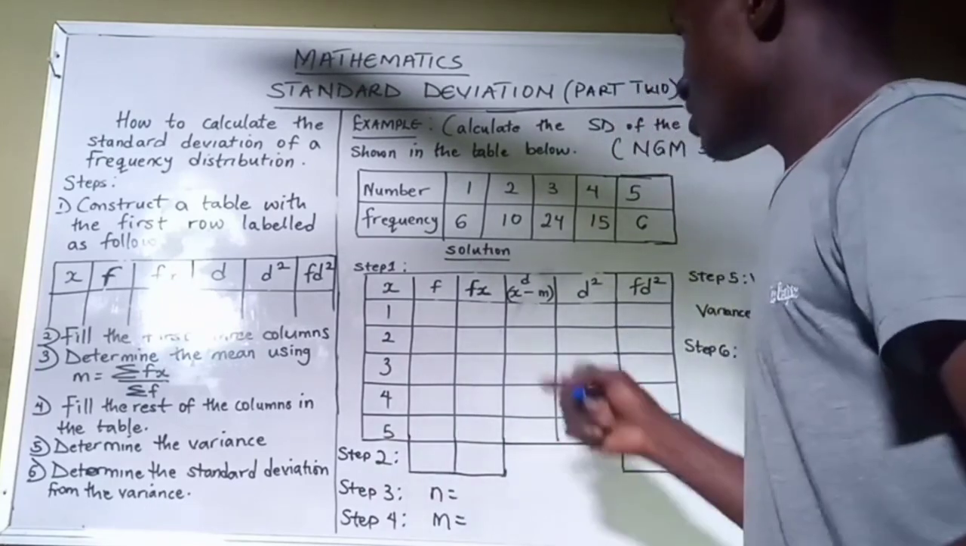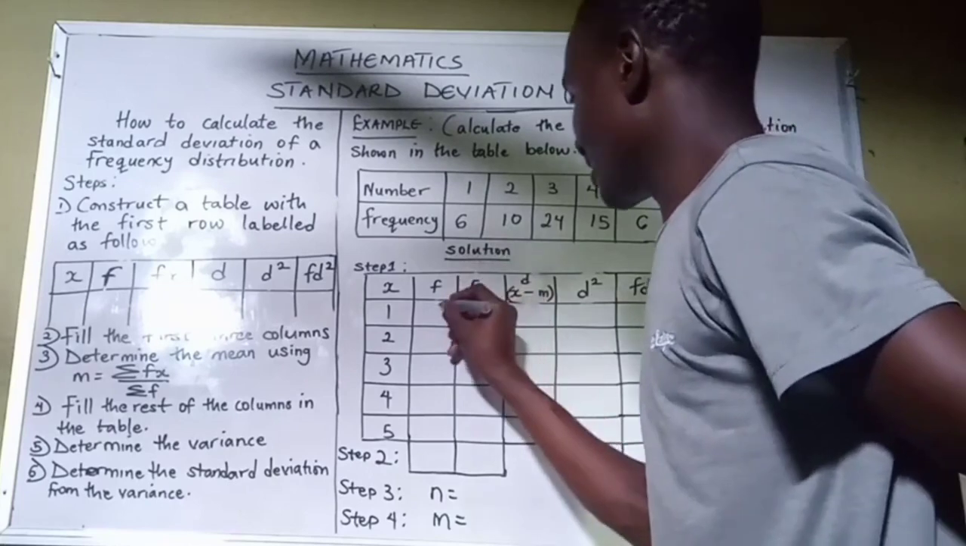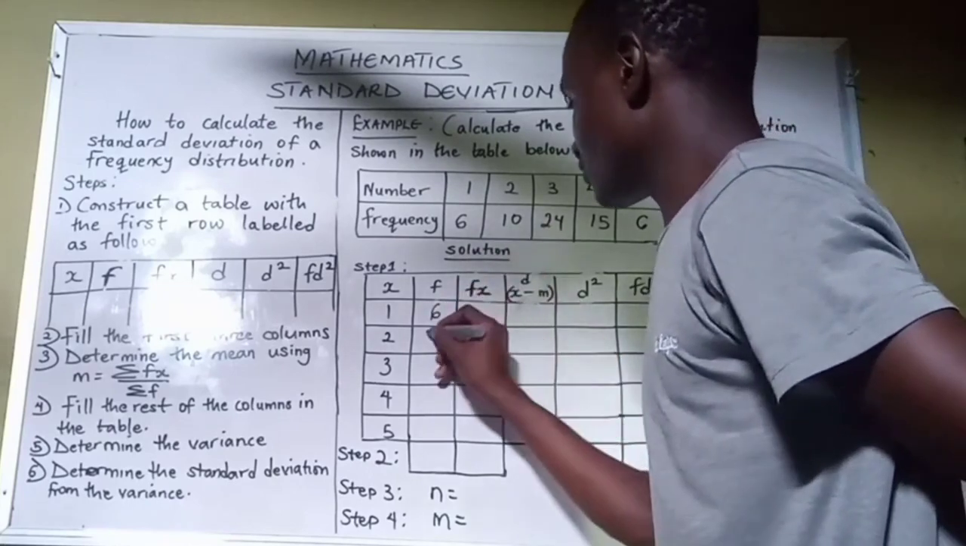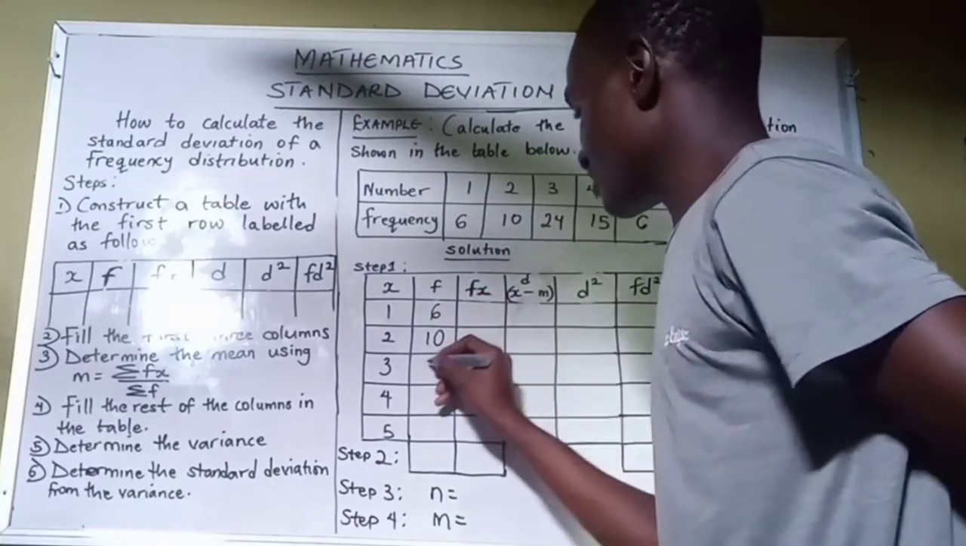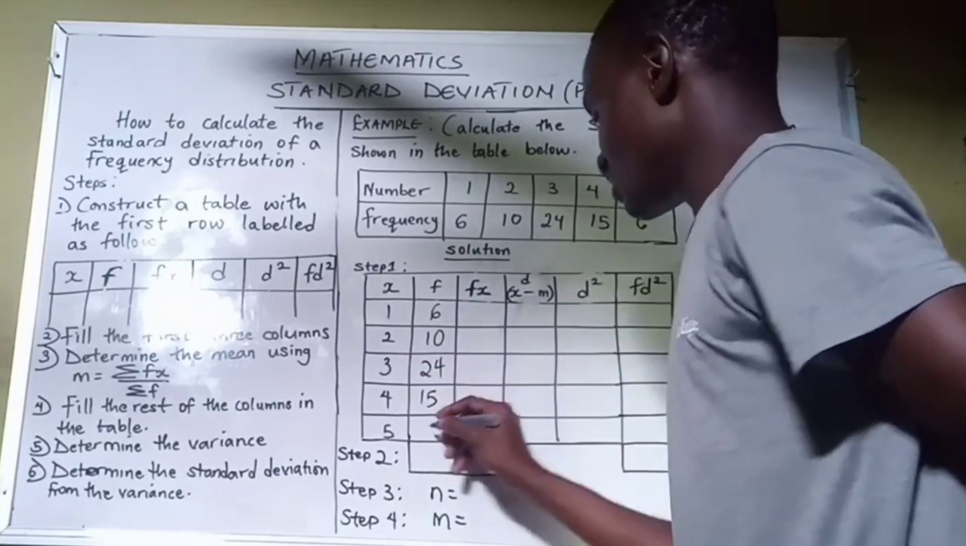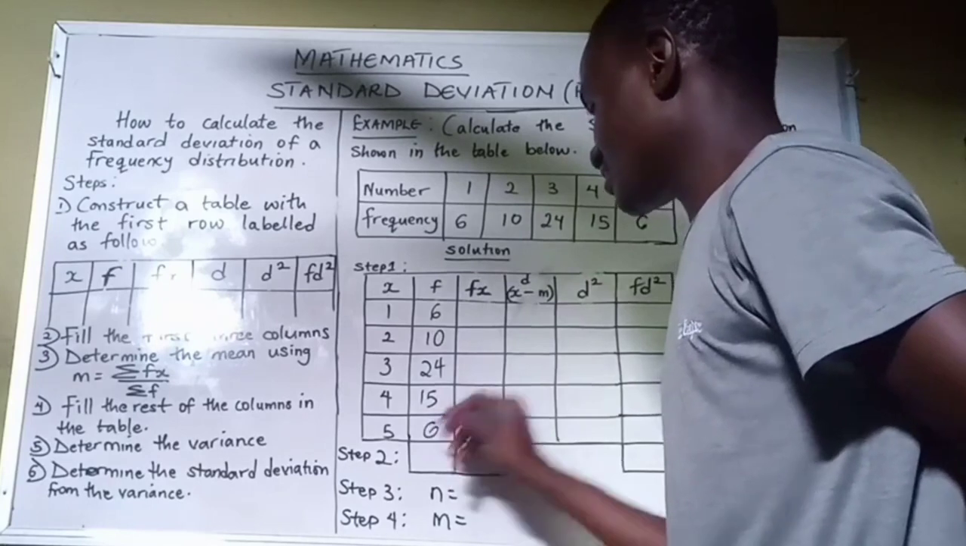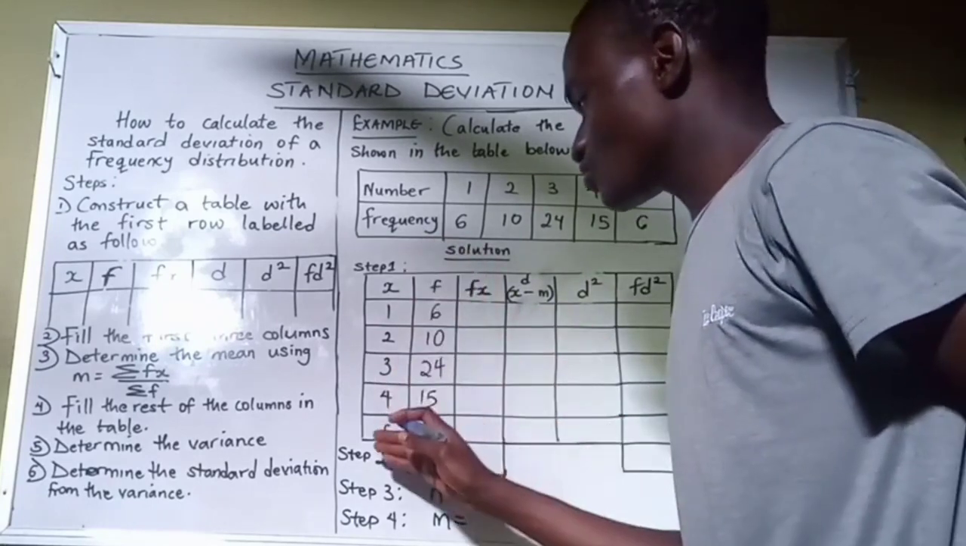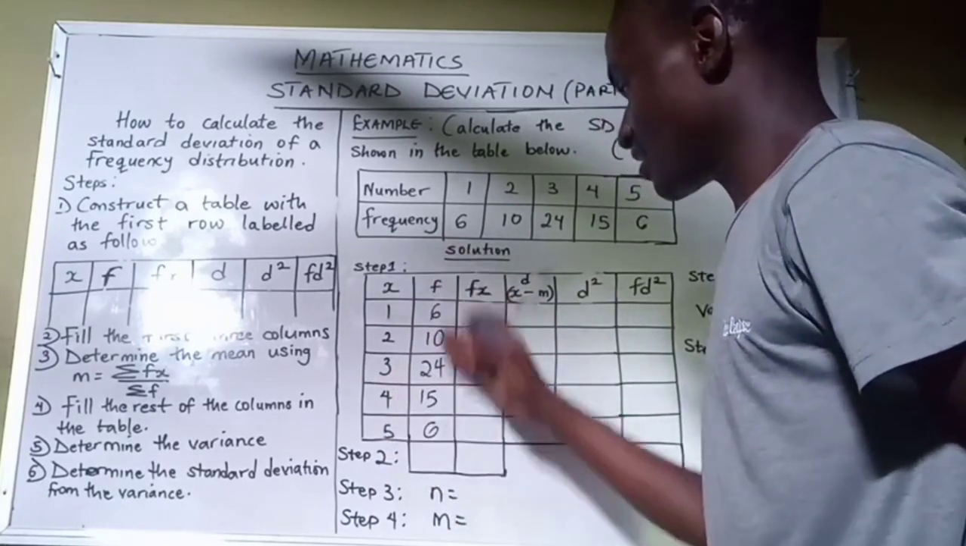Then we go on. What is the frequency of 1? That is 6. Frequency of 2 is 10. Frequency of 3 is 24. Frequency of 4 is 15. And frequency of 5 is 6. You have filled the first column and the second column.